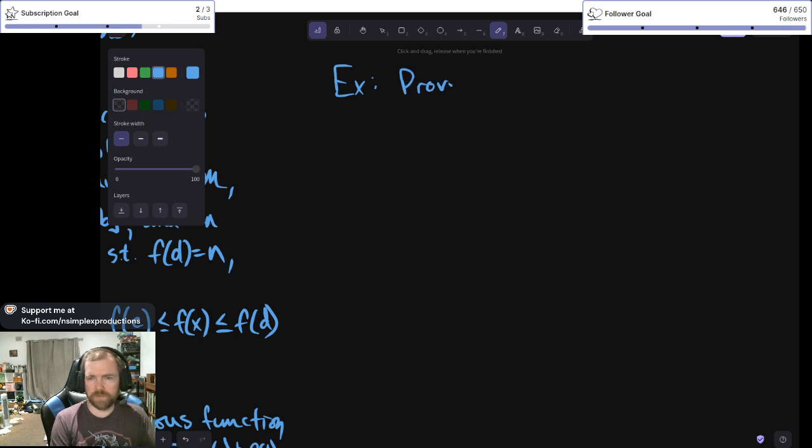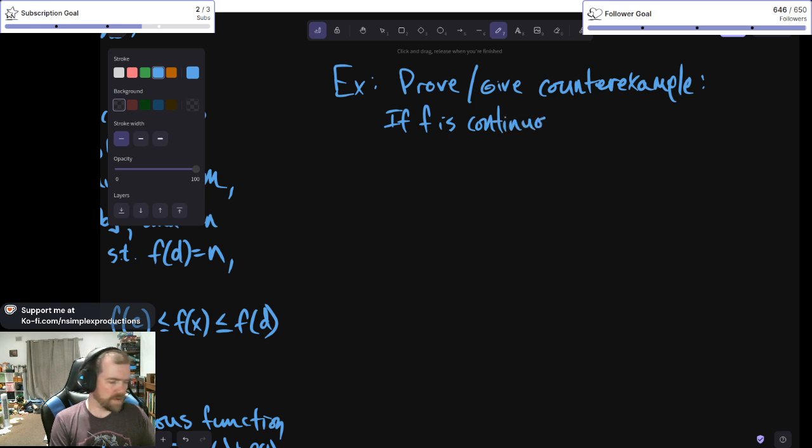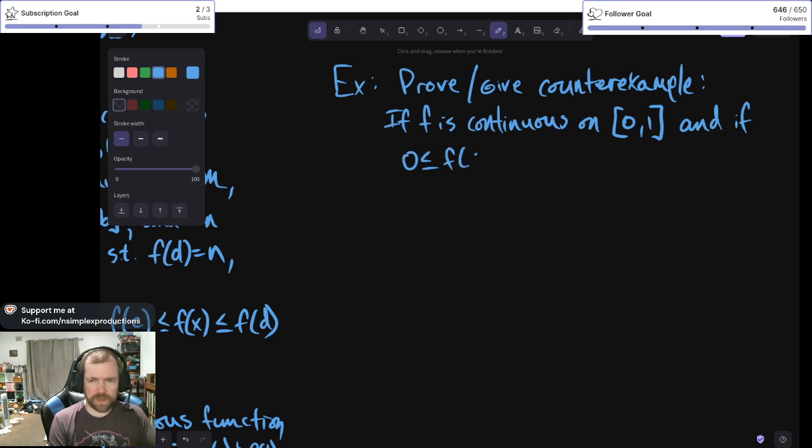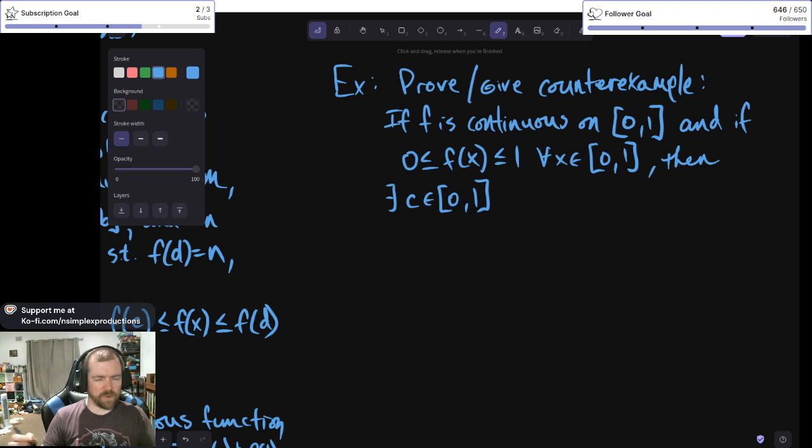Prove or give a counterexample. If f is continuous on the closed interval 0 to 1, and if 0 is less than or equal to f of x is less than or equal to 1 for every x on 0 to 1, then there exists a point c belonging to 0, 1, in the domain 0 to 1 for all the x's, such that f of c is equal to c.